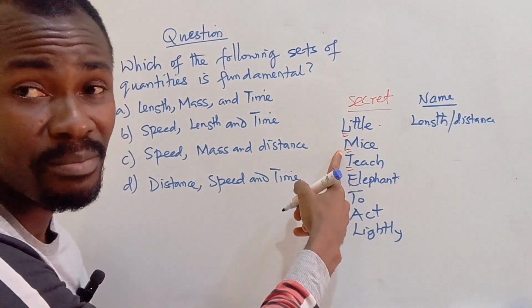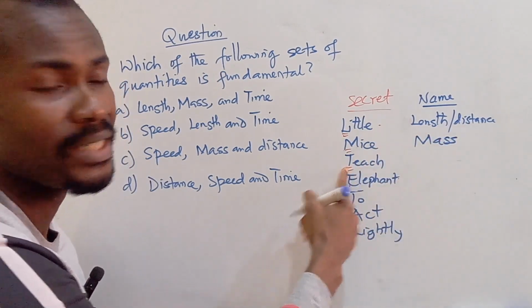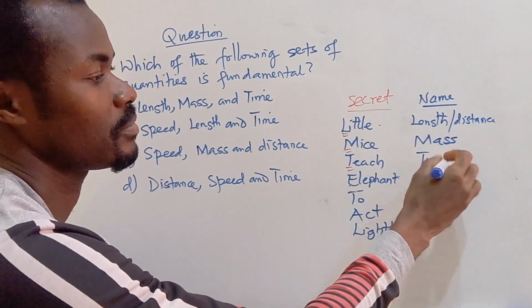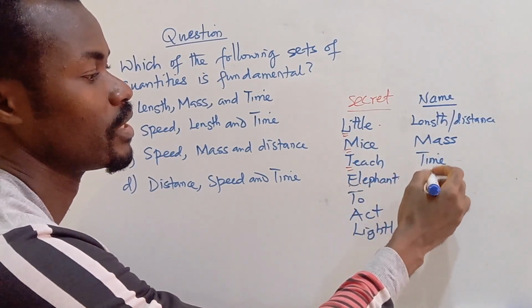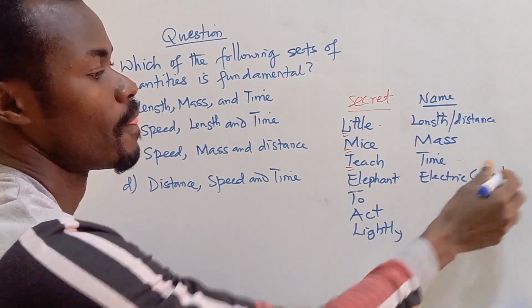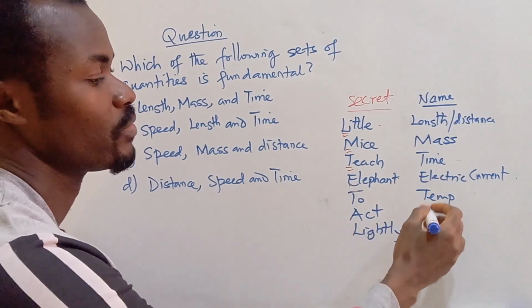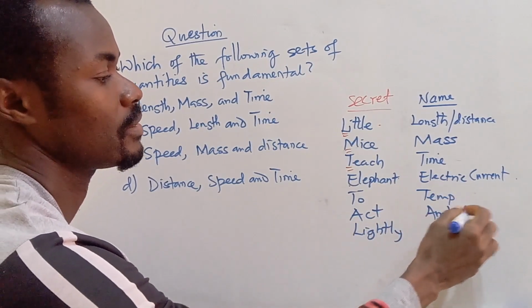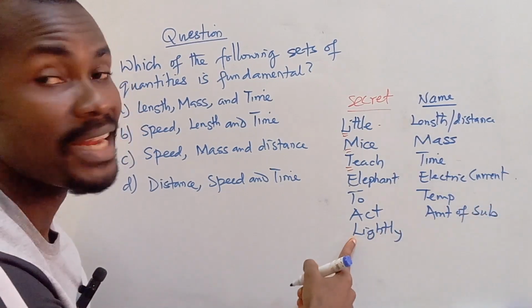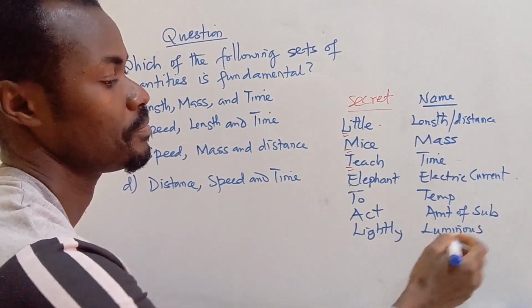M is for mass. T here is for time. E is for electric current. T here is for temperature. A here is for amount of substance. And L here is for luminous intensity.